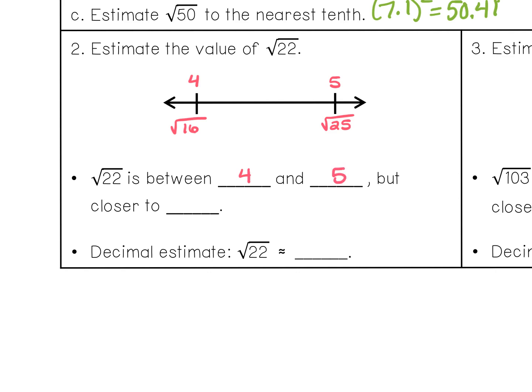Now to decide which one it's going to be closer to, I need to think, is 22 closer to 16 or to 25, and by how much? Well, 22 is 6 away from 16, but it's only 3 away from 25. So my guess is that it's going to be closer to 25, which means it's going to be closer to 5.